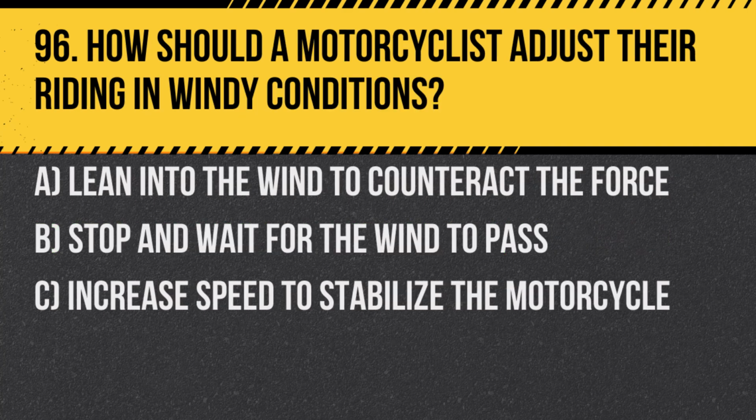Question 96. How should a motorcyclist adjust their riding in windy conditions? A. Lean into the wind to counteract the force. B. Stop and wait for the wind to pass. C. Increase speed to stabilize the motorcycle. Answer. A. Lean into the wind to counteract the force. This helps maintain balance and control during gusty conditions.